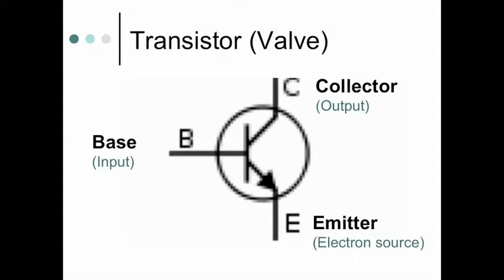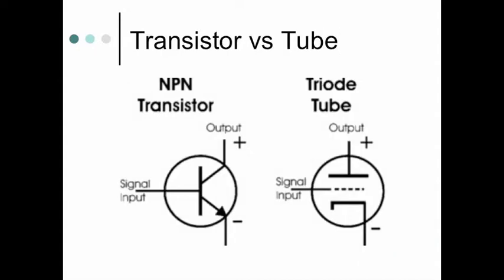So instead of using cathode, anode, and grid or screen, they use base, collector, and emitter. Emitter emits electrons, collector collects electrons, base controls the electron flow. And there's a bunch of different types. Right? It's basically the same concept. It's just now we're talking about solid state.